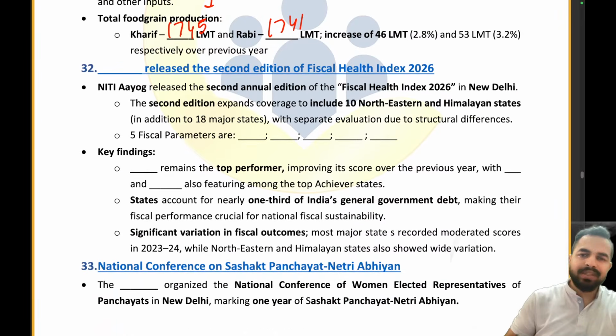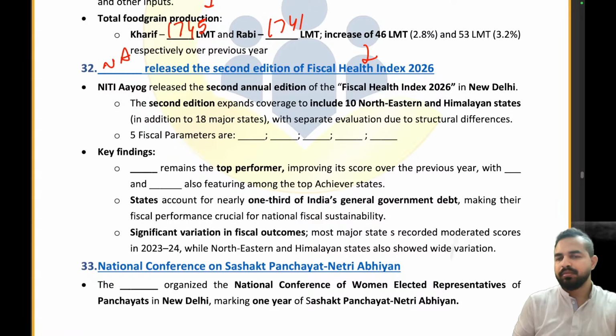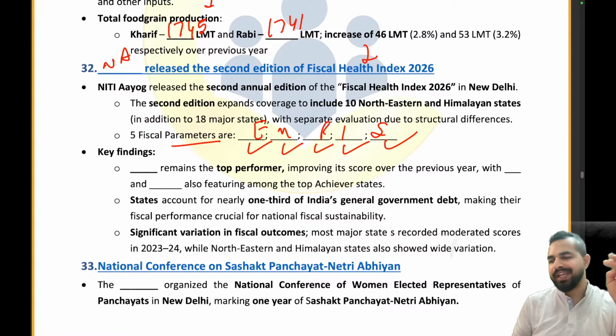Now please tell me, the second edition of the fiscal health index has been launched by Niti Aayog. What are the 5 fiscal parameters? I told you EMPIS. Expenditure, resource mobilization, fiscal prudence, debt index, debt sustainability. That's all. We are done and dusted. Clear everyone?